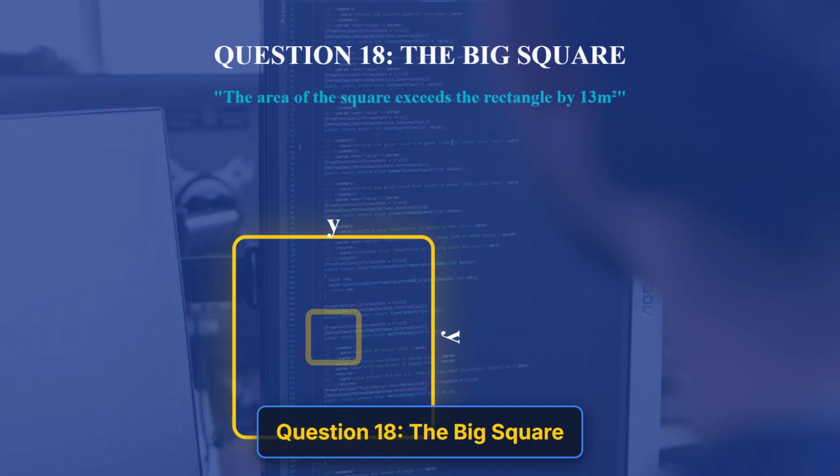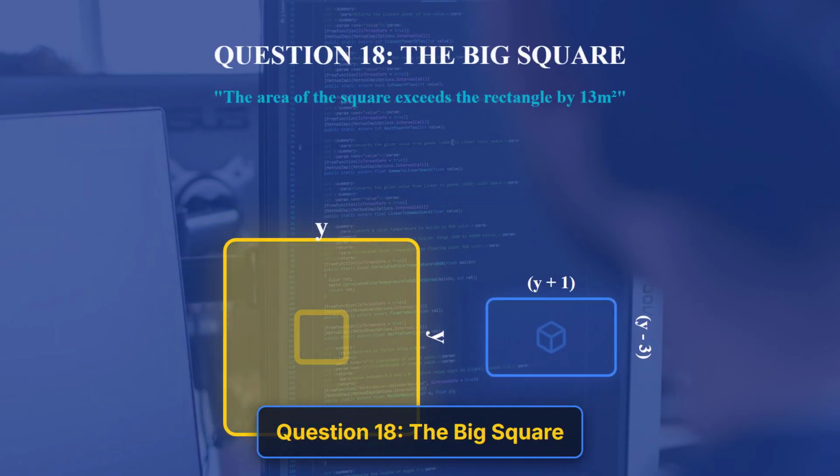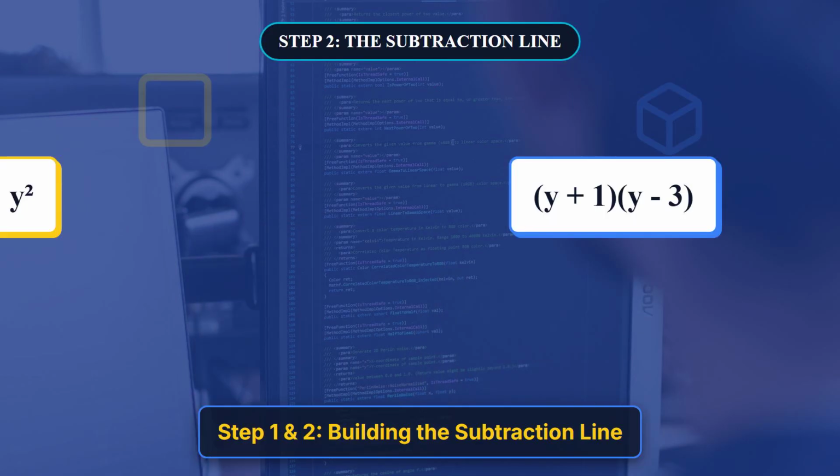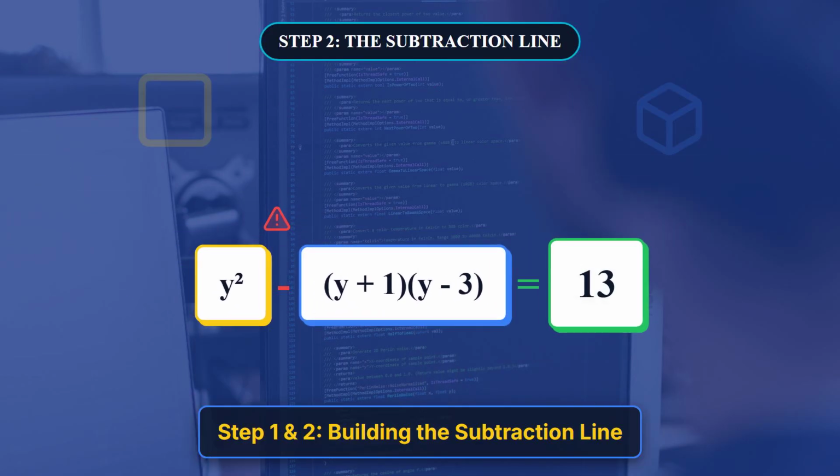Let's step up to question 18. The area of the square exceeds the area of the rectangle by 13 meters squared. Find y. Step 1. Square area is y squared. Rectangle area is y plus 1 times y minus 3. Step 2. Big square minus small rectangle equals 13.